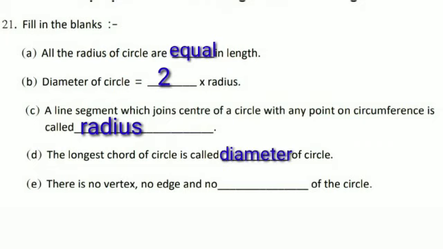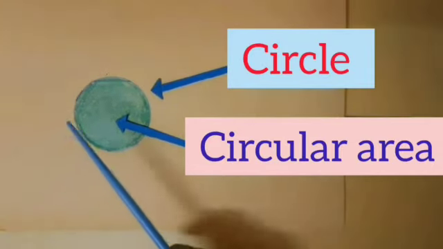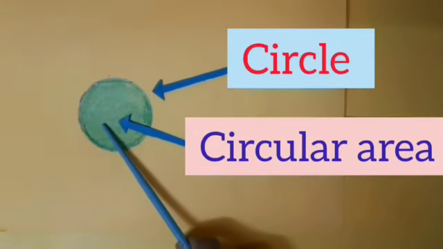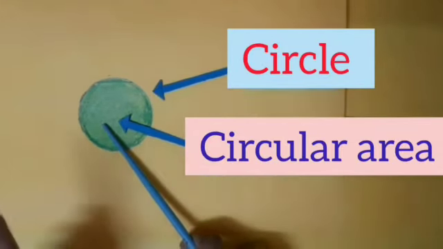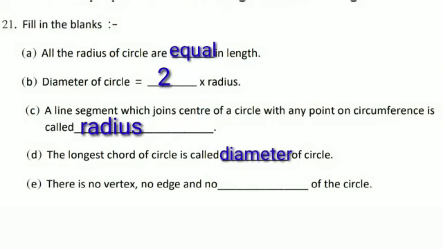Our next blank is there is no vertex, no edge and no dash of the circle. This is a circle and you can see it has no vertex, no edge and no end point. So here we will write end point.